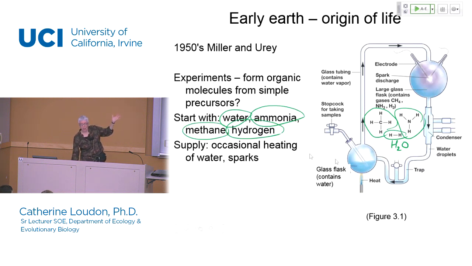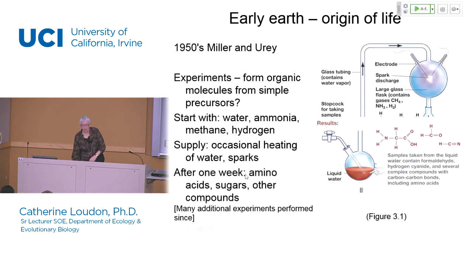So they would supply occasional heating of the water and sparks, and then after a week, they opened it up and they looked to see what was in there. And what did they find? They found amino acids, they found sugars, they found a variety of different compounds. This has now been repeated a number of times with different ratios, different conditions, different lightning bolt frequencies and so on. And you can produce a number of different organic compounds in a mixture like this, which is terrific evidence for how one could start with organic compounds in the absence of life forms with the right conditions.